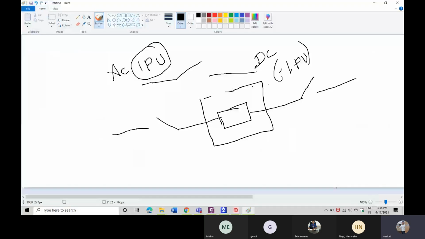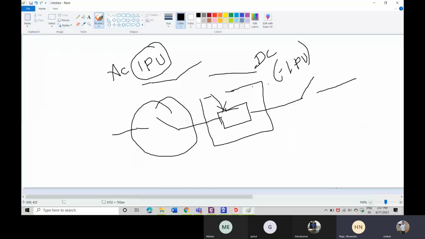What we have to do is keep the circuit breaker open. Then only there will be no load current. So at that time we can close the disconnector and perform the studies. I hope that is clear. When the circuit breaker is open and you close that disconnector, ultimately there won't be any power flow in the system.